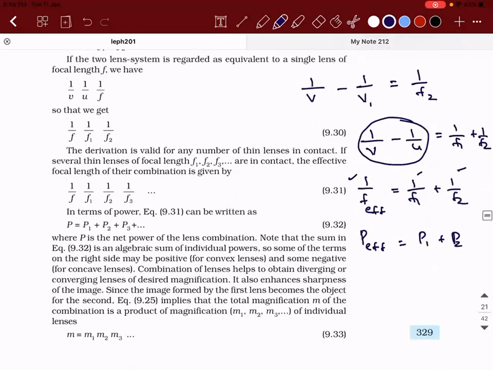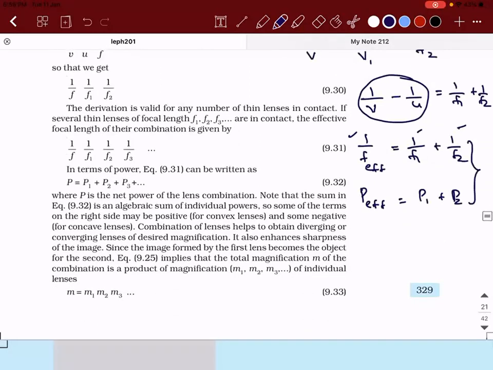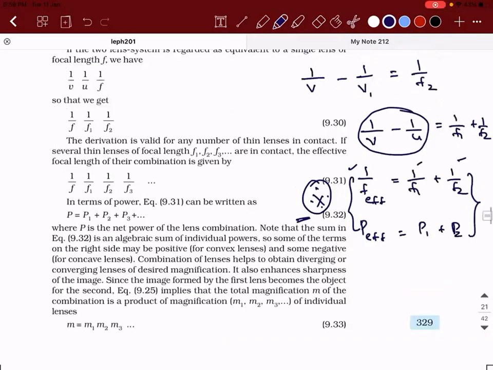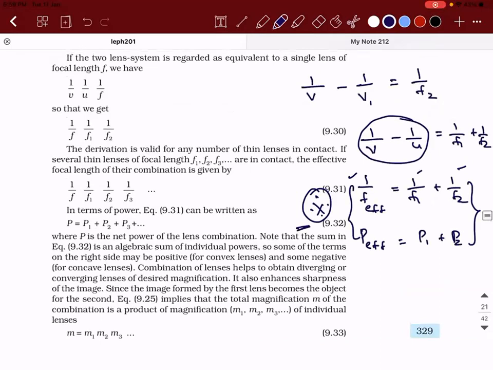Is there any doubt in these two steps? These are two important formulae that you need to remember. Any doubt, guys? No, sir. Please make a note till this point.